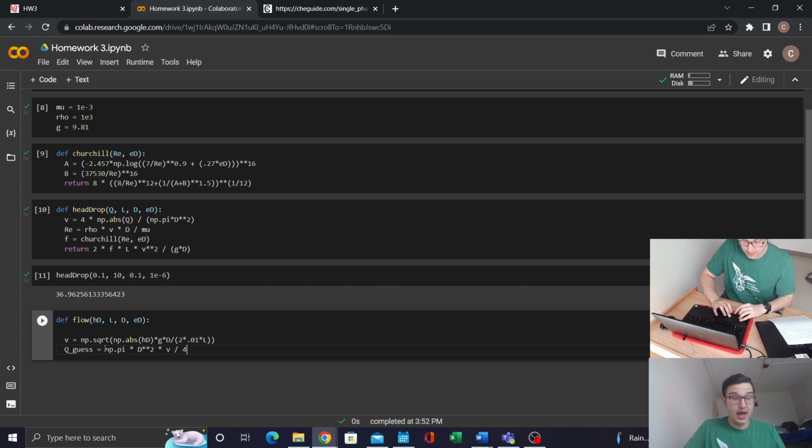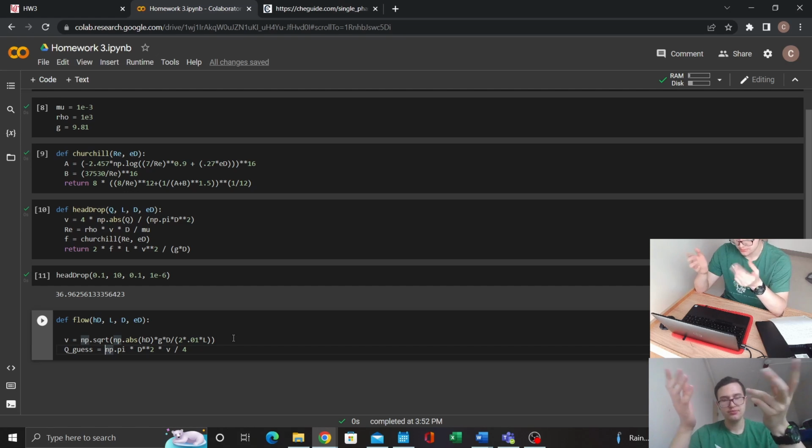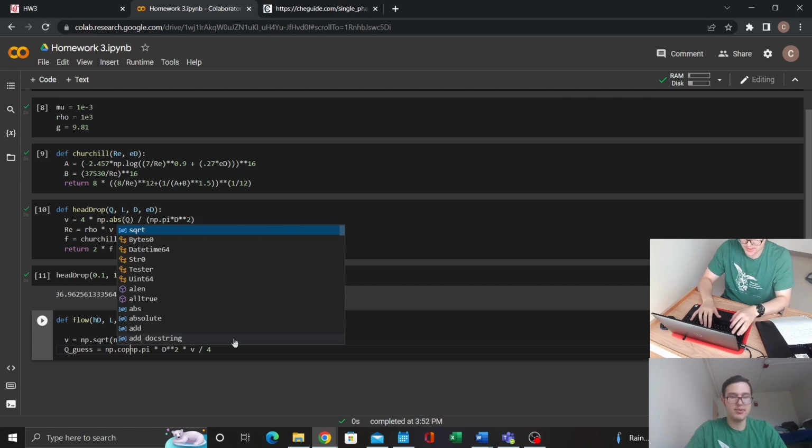Now, what happens if this head drop is negative? We already put in our absolute value for the head drop so that we don't have a negative under a square root, because that will return an error. However, if the head drop is negative, that also means that the flow must be negative. So we're going to need to put in something else to copy the sign of our head drop onto our flow. So I'm going to be using numpy.copysign.